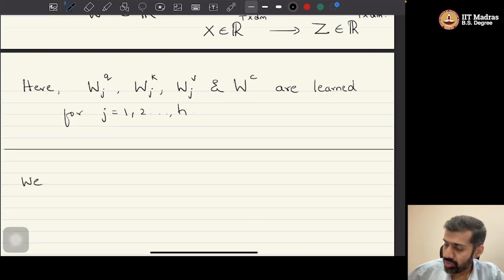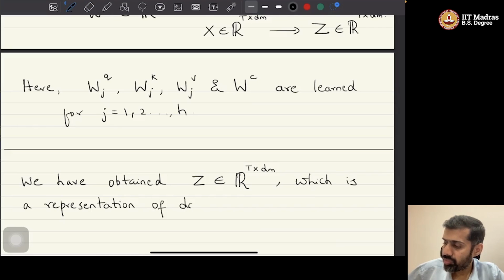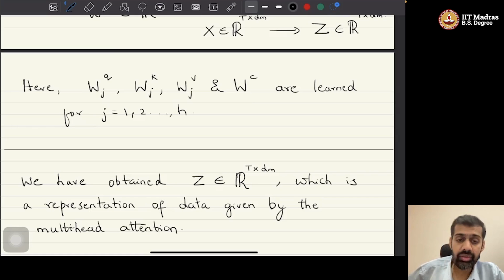So now we have obtained a Z that lies in R T cross dm space, which is a data representation, a representation of data given by the multi-head attention. We'll have to work on that now.